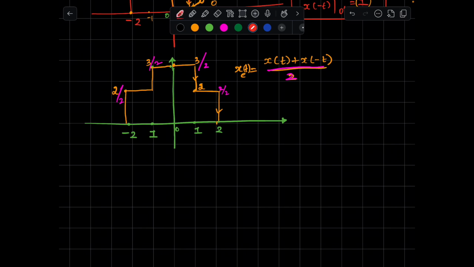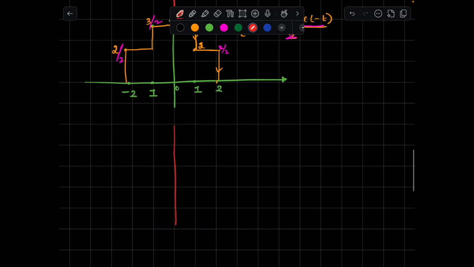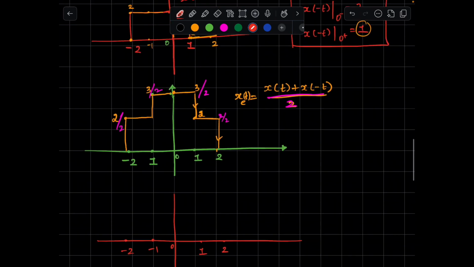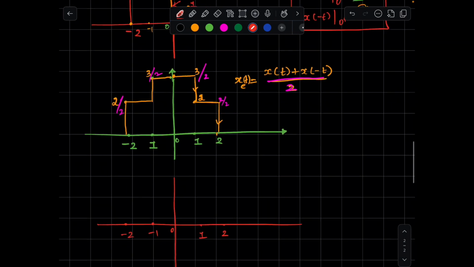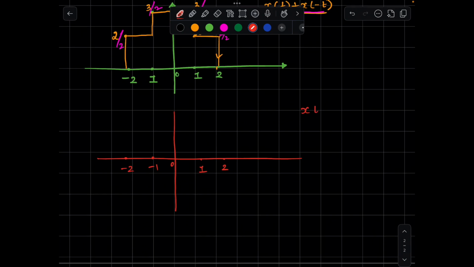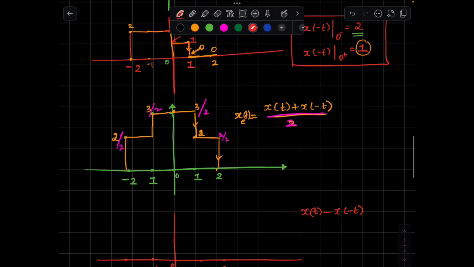So let me consider the axis. Okay, this is the axis, and in the same way I need to mark minus 2, minus 1, 0, 1 and 2. Now you see I need to subtract, because I need to find what is x of t minus x of minus t. Later on we will divide by 2.